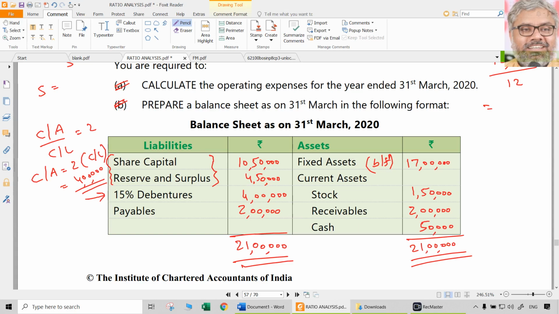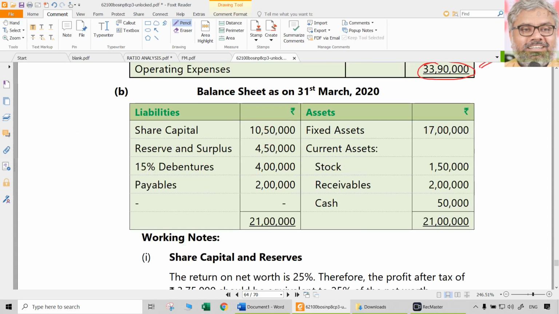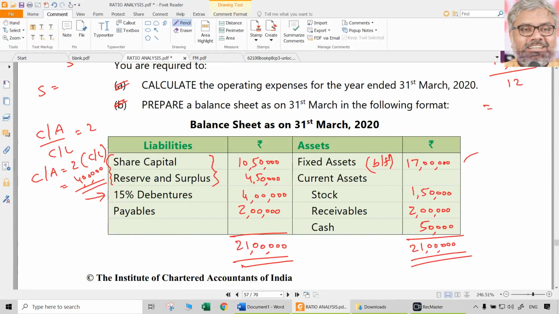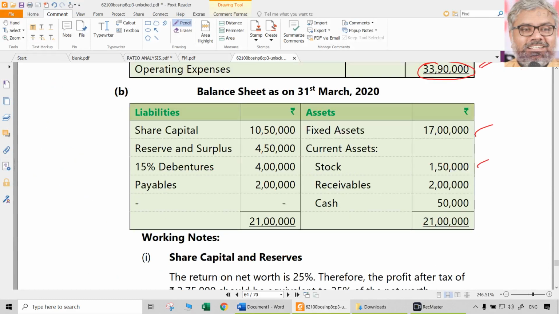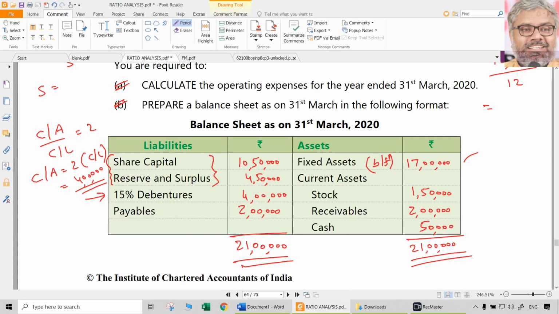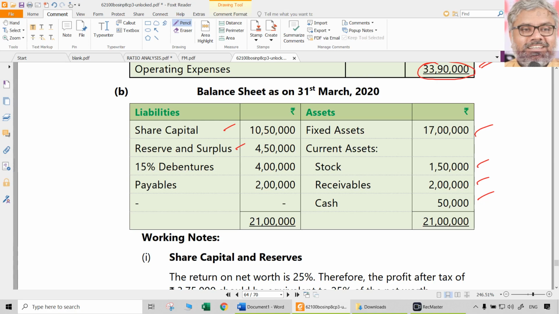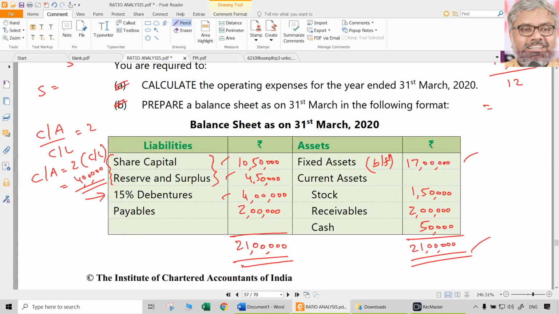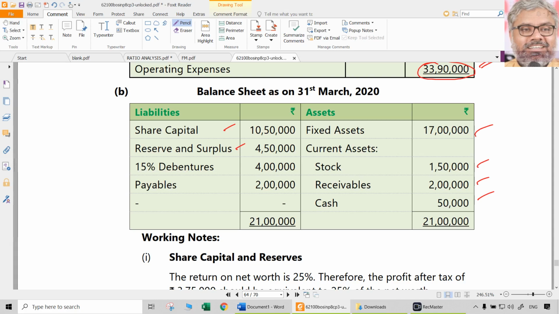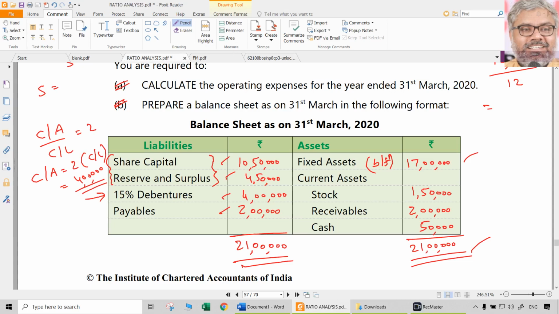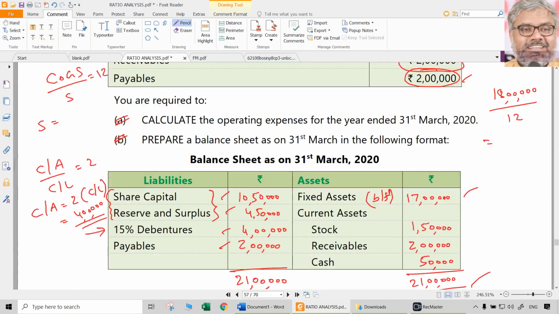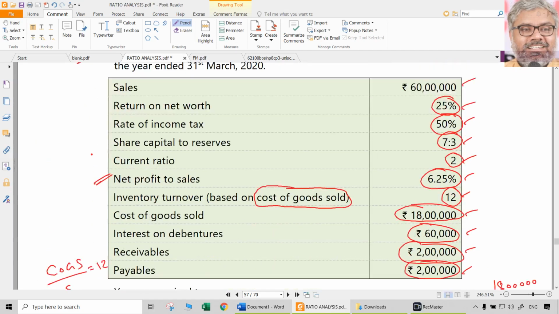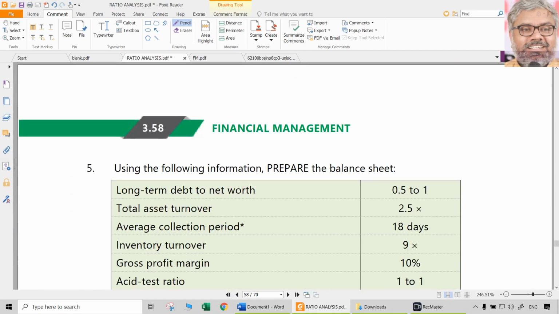That concludes the balance sheet. We have all the data that is required here. That's easily checked here also. 17 lakhs, 150, 2 lakhs and 50,000. Total of the balance sheet is 21 lakhs. Then share capital 10.5, reserves and surplus 4.5 lakhs, 4 lakhs debentures, payables 2 lakhs. Total once again is 21 lakhs. Once again, showing the working notes carefully, in a detailed and elaborate manner is very, very important. That was question number 4.